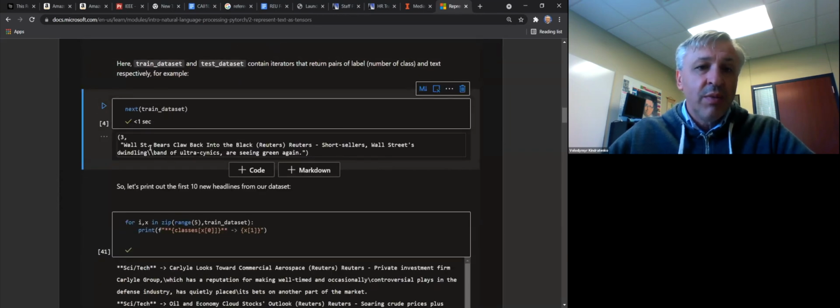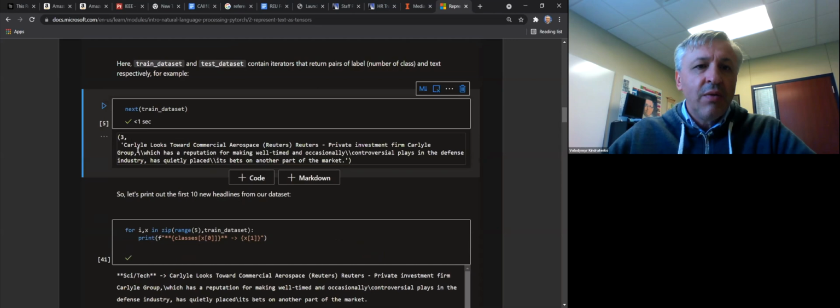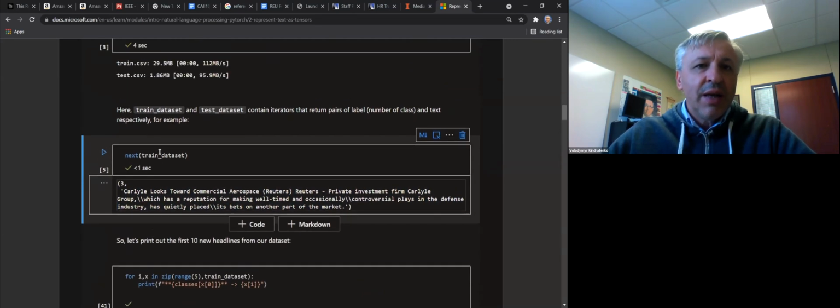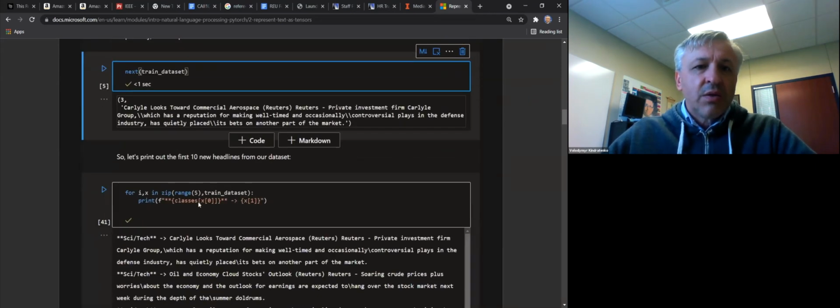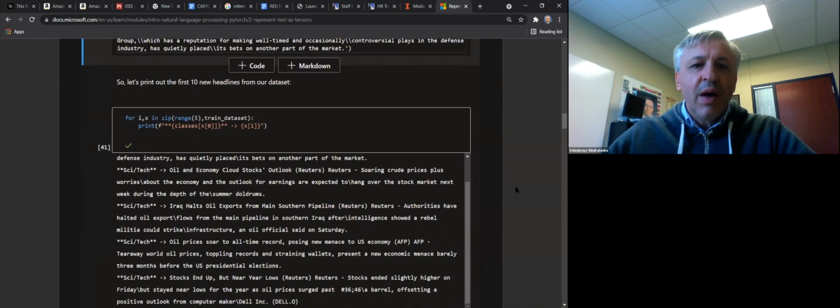And so here's an example. What we are getting here is that there is some sentence, some headline, and this headline is classified into some category. If you rerun it again, you will get the next headline classified into some category. And this category will be one of these four categories here. So we can try to print some number of these categories.